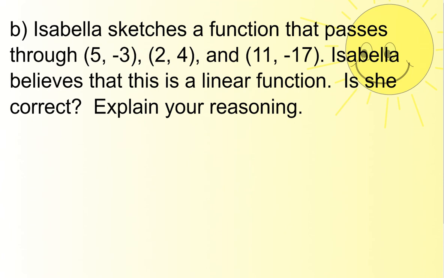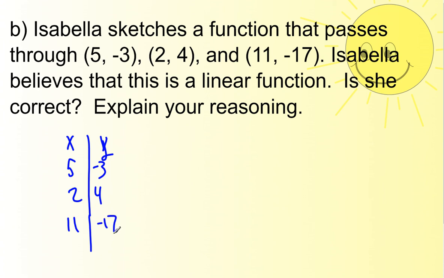Letter B. Isabella sketches a function that passes through the points (5, -3), (2, 4), and (11, -17). Isabella believes that this is a linear function. Is she correct? Explain your reasoning. Okay, to figure out if it's a linear function, this is essentially going to be like one of those tables we had a second ago. So x, y: we have 5, -3; 2, 4; 11, -17.